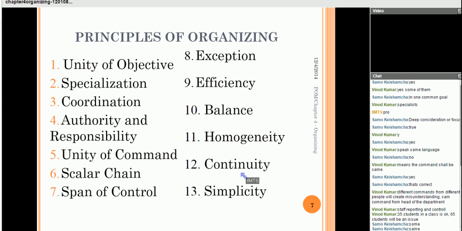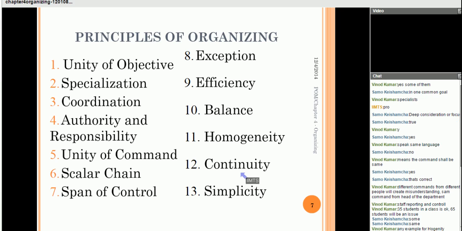Then continuity in activities is important. If one project is achieved, if one goal is accomplished, and we are happy, and now we are not putting in more efforts to continue with the same, we should not do such a thing.